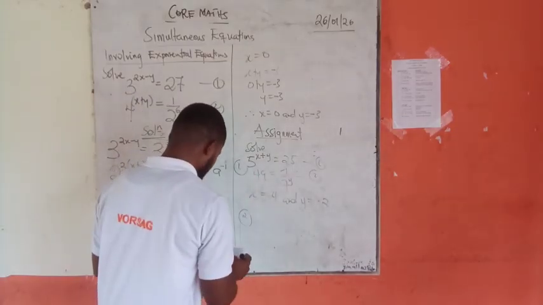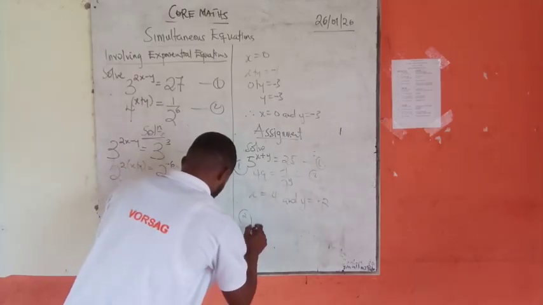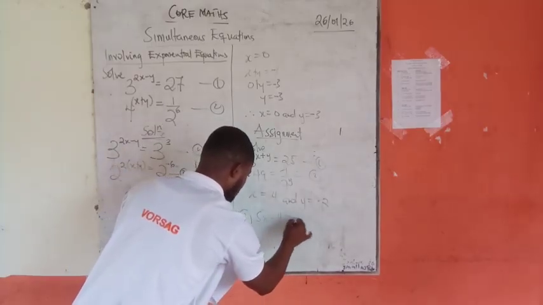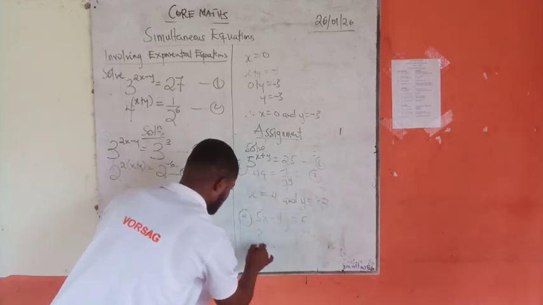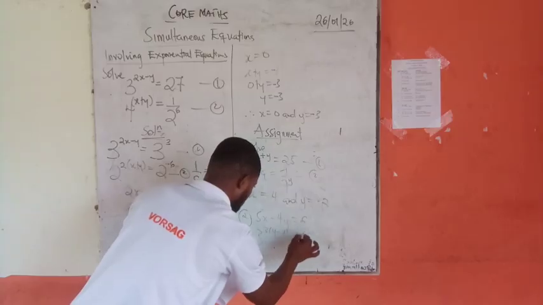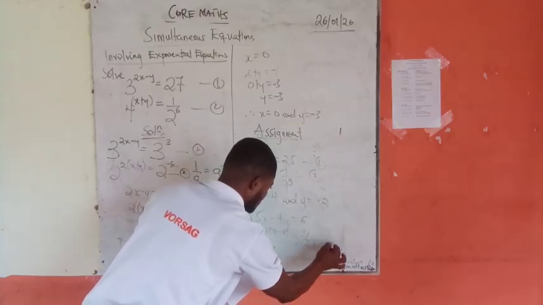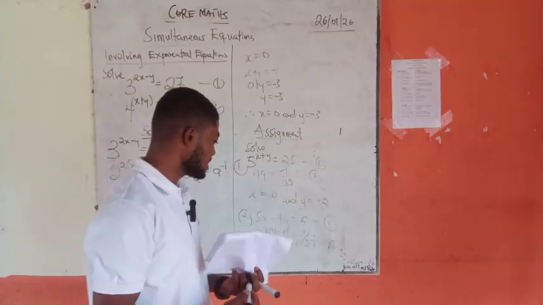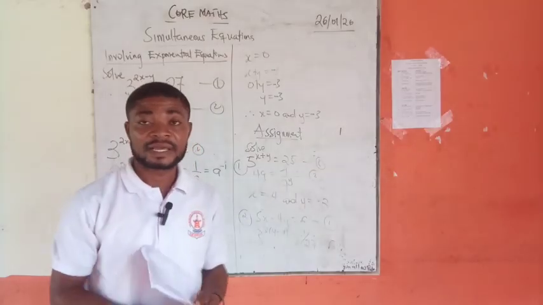So the second one reads as... with the second one, it is only one of the equations that has the exponential in it.